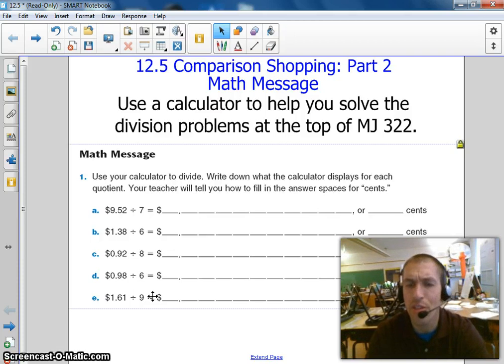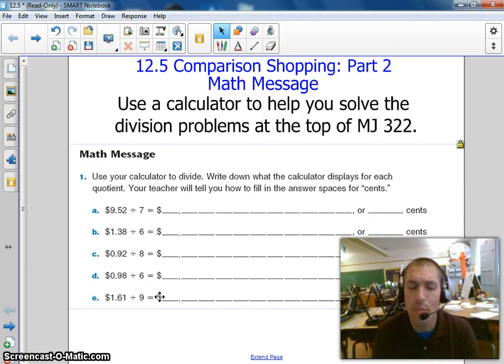We're continuing with our idea of comparison shopping, the idea of comparing one unit rate to another unit rate. We worked very hard in class on how to find the unit rate. I want to make sure that's something you feel comfortable with, and then taking that unit and being able to compare it to something else. So here's the math message for today.